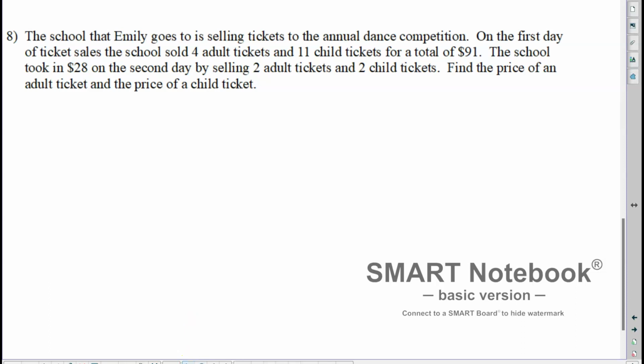All right, let's look at number 8. You will have 5 easy, 5 medium, 5 tough ones, and this one's right in the middle. It reads: the school that Emily goes to is selling tickets to the annual dance competition. On the first day of ticket sales, the school sold 4 adult tickets and 11 child tickets for a total of $91. The school took in $28 on the second day by selling 2 adult tickets and 2 child tickets. Find the price of an adult ticket and the price of a child ticket.